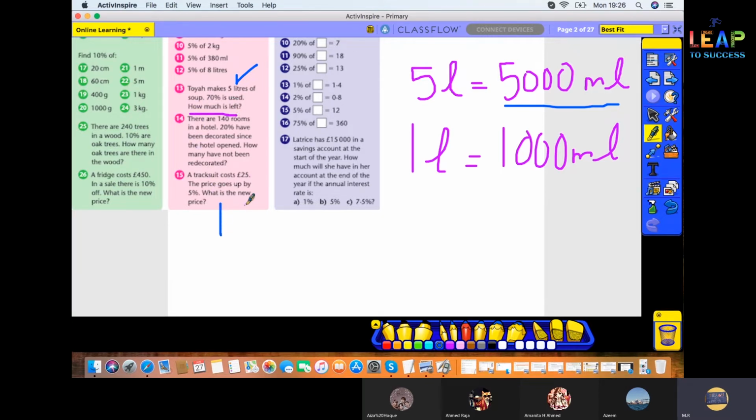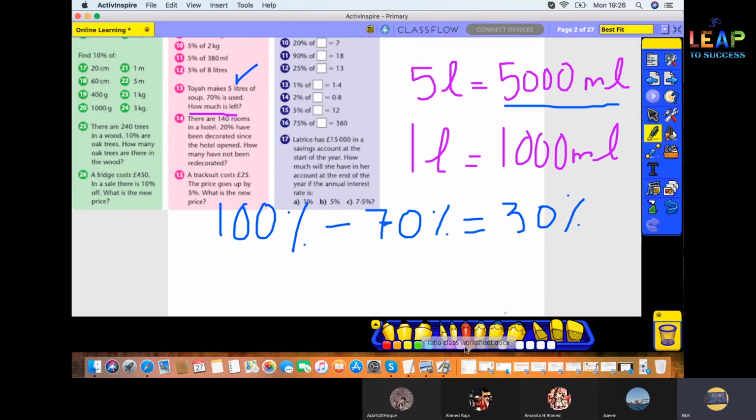So if you have 100% that you have made and you've used 70%, therefore you're only working out 30%, and this saves you having to do multi-step calculations. You can just get to the answer straight away. Many mistakes are made in questions like this, which I've seen many times, and it can be avoided. You can shorten your answer and still get the full marks.